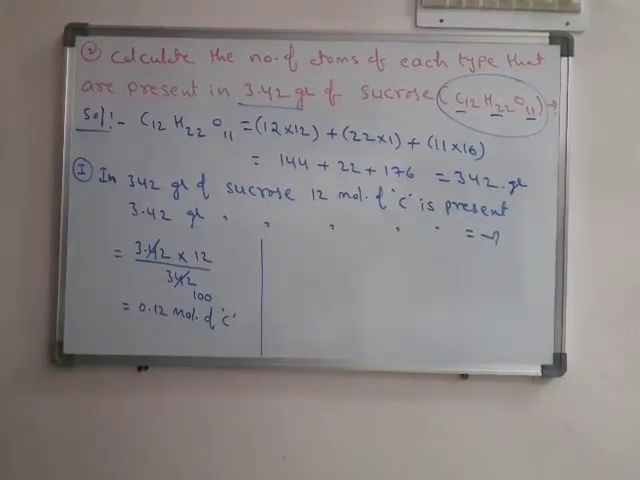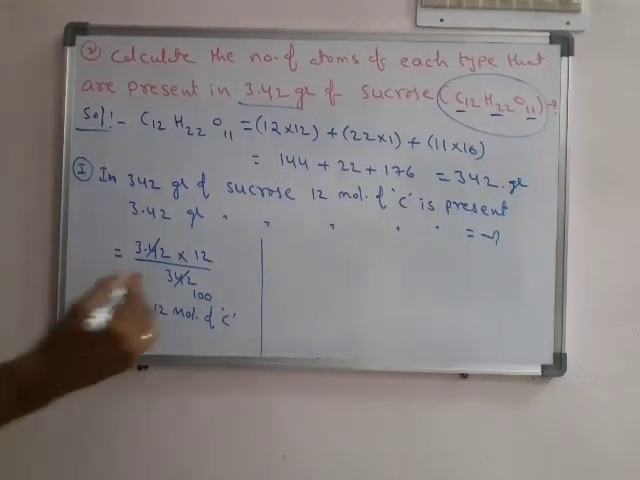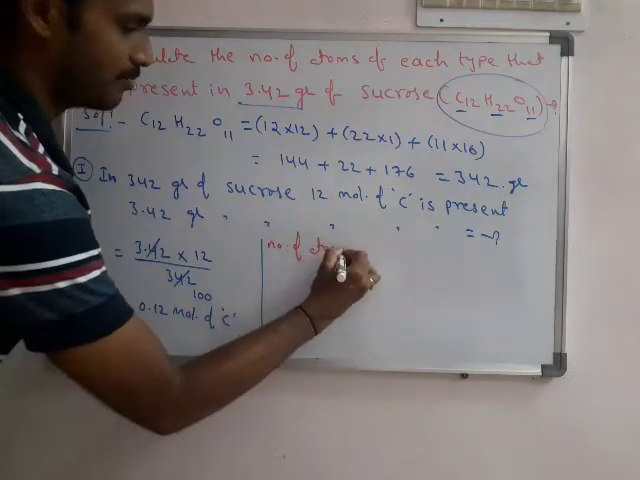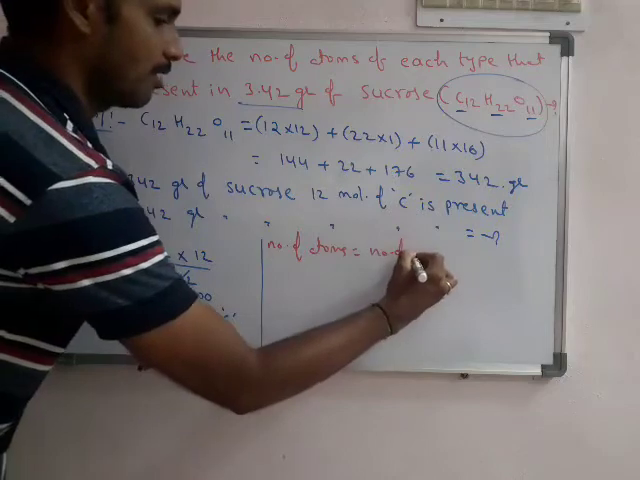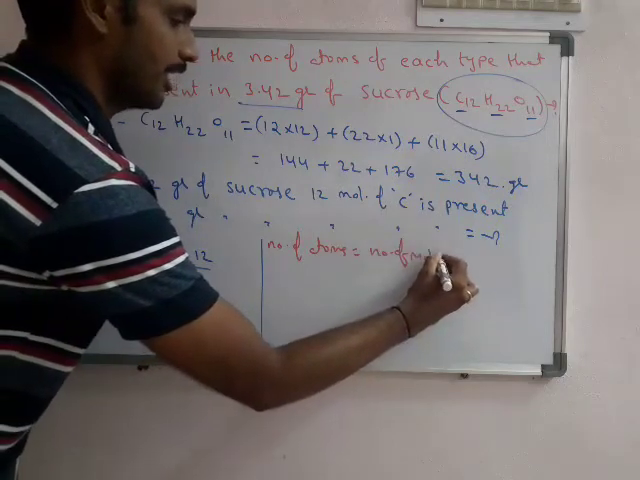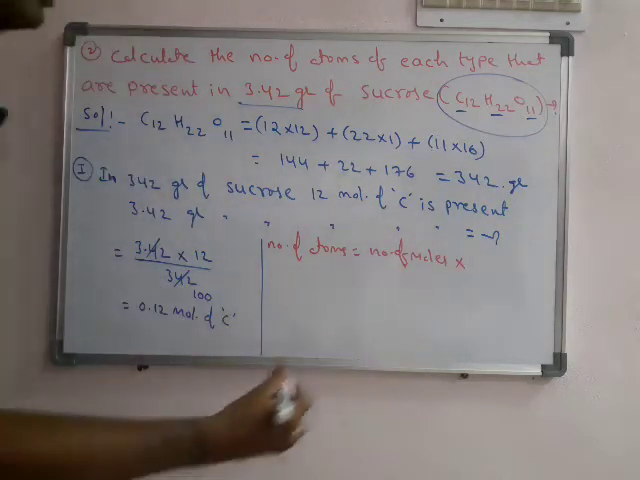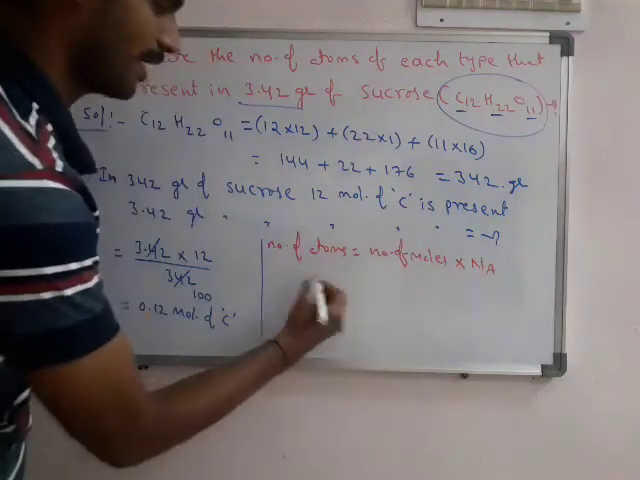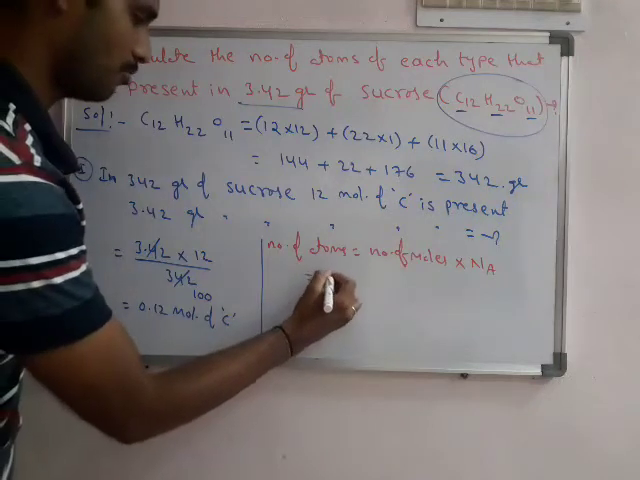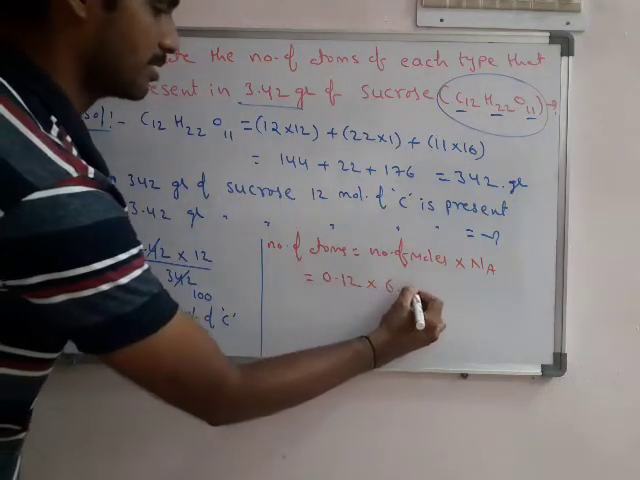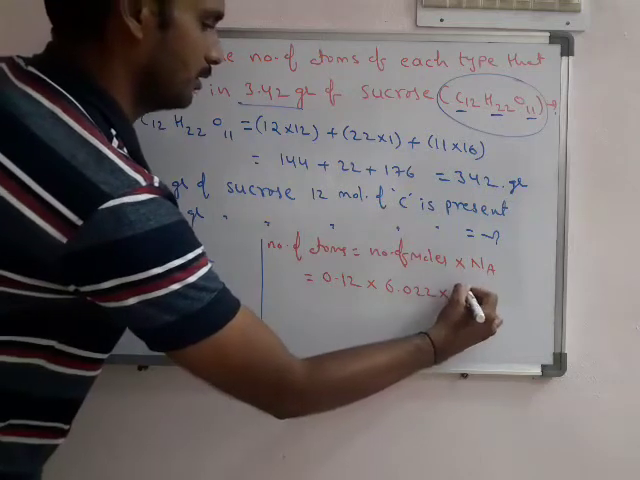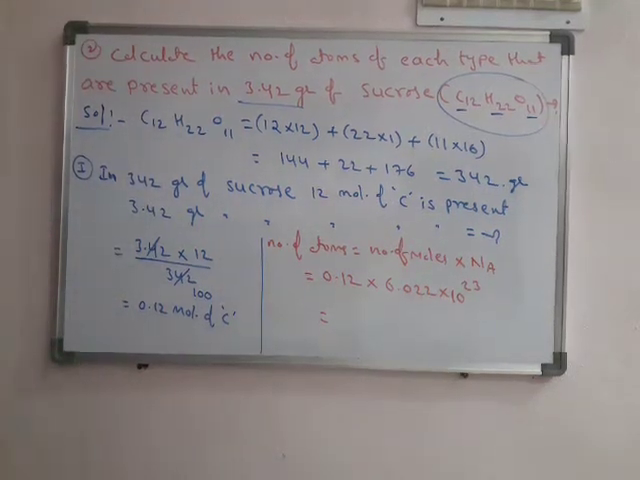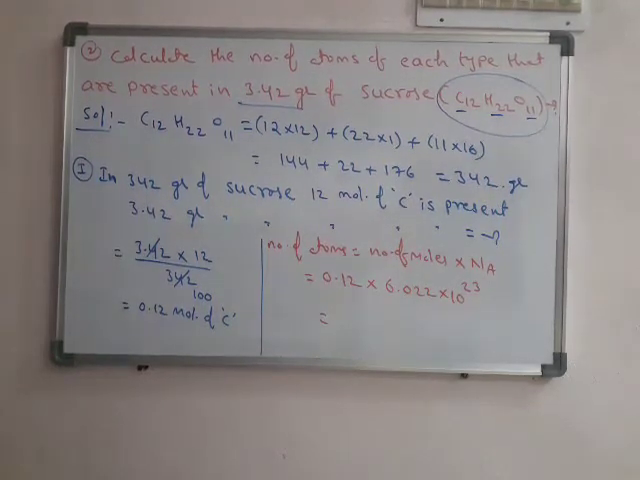Okay, so number of atoms, we know that we have a formula: number of atoms equals number of moles into Avogadro number. What is Avogadro number? Simply Na. So finally we substitute the values. Number of moles 0.12, Avogadro number 6.022 into 10 power 23. So finally in this calculation we will get 7.228.